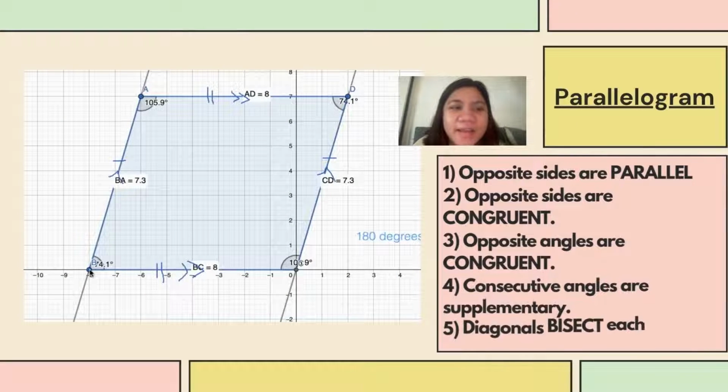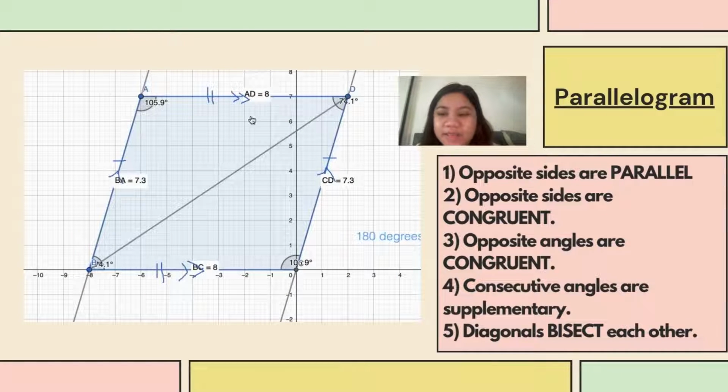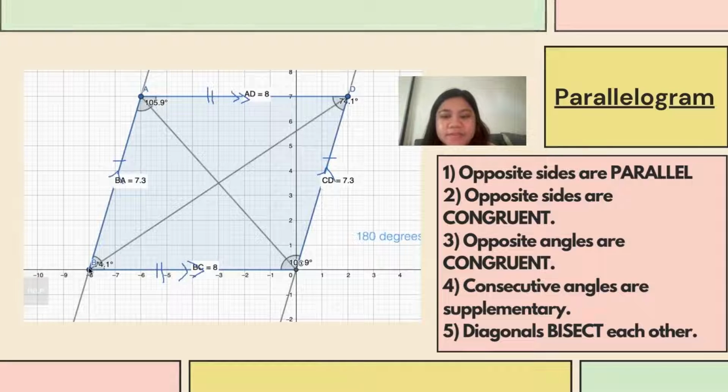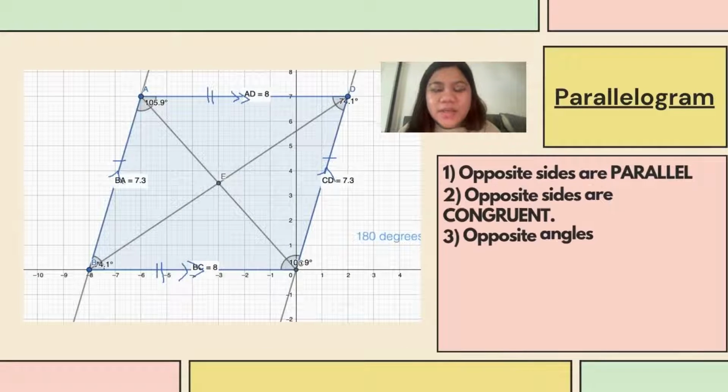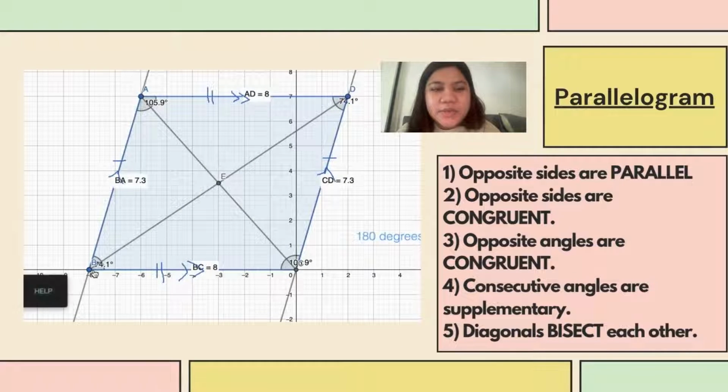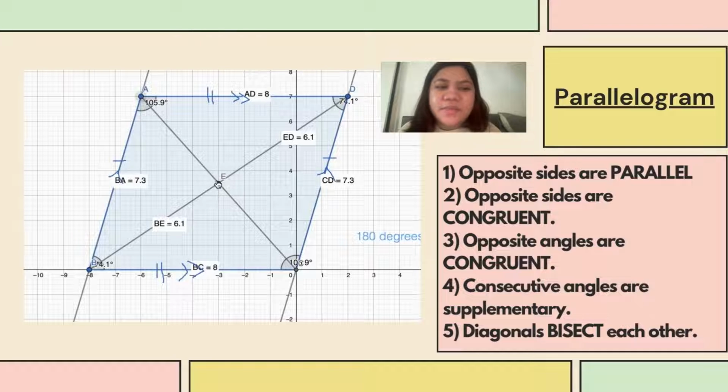Lastly, the diagonals of a parallelogram bisect each other. So what are the diagonals in this diagram? Line segments AC and BD are diagonals. Bisect means cuts into two equal parts. So in this diagram, BE and ED have the same measurements, right? So the line segments are congruent. Similar to the other diagonal, AE and EC have the same measurements, so the line segments are congruent.